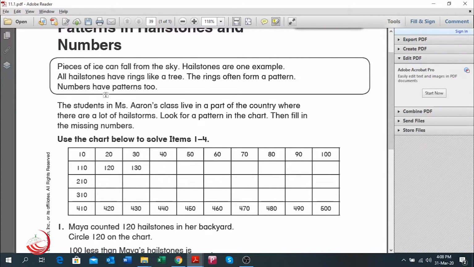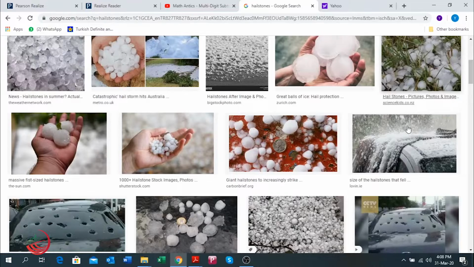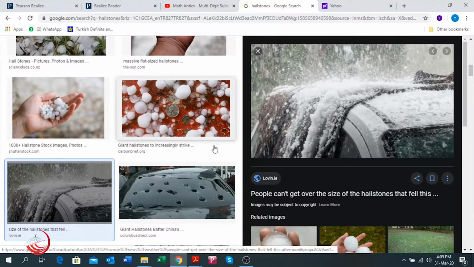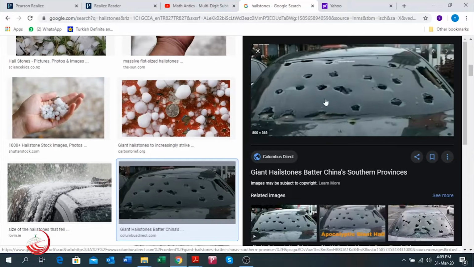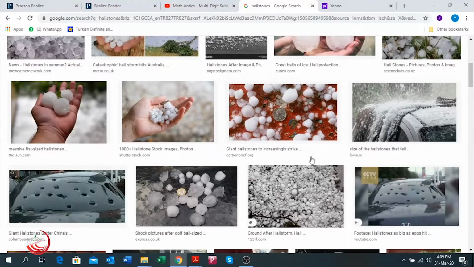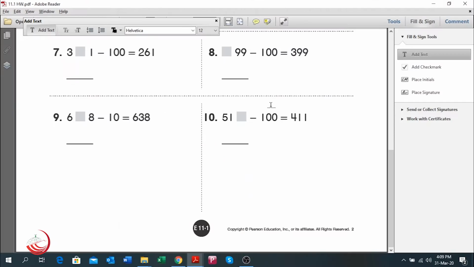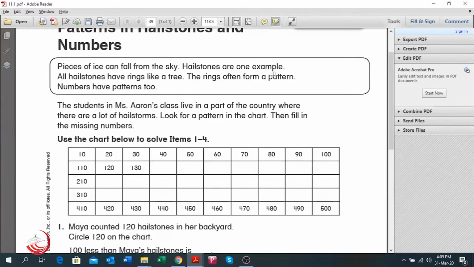Let's read what's up there. Pieces of ice can fall from the sky. Hailstones are one example. Those are hailstones. See, they're like ice. They're so strong. They can actually break glass. You see how big they are. So these are hailstones. They're destructive. Oof. Hailstones are one example. All hailstones have rings like a tree. The rings often form a pattern.